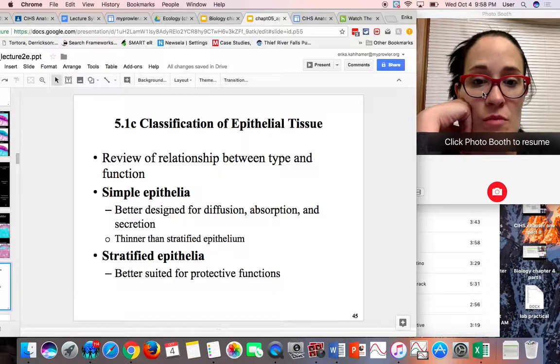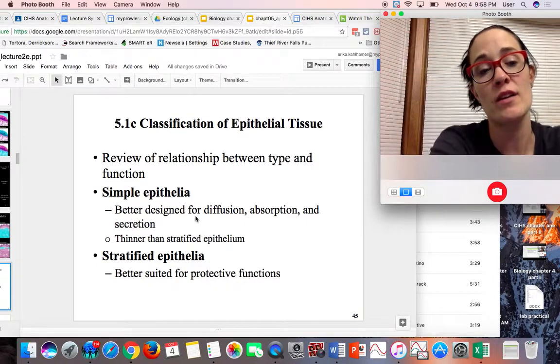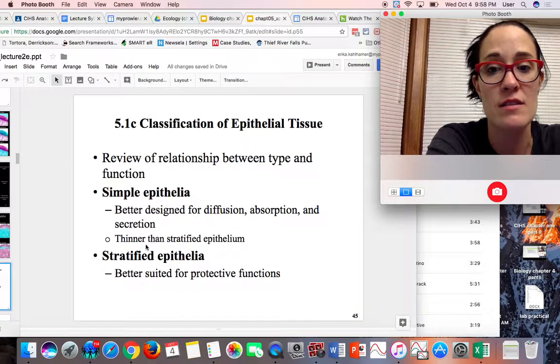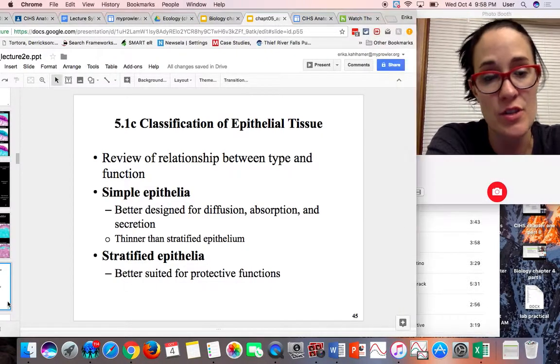So again, to review the purposes of simple epithelia, better designed for diffusion, things in and out quickly, absorbing things, secreting things. It's very thin compared to stratified. Stratified is for protection.